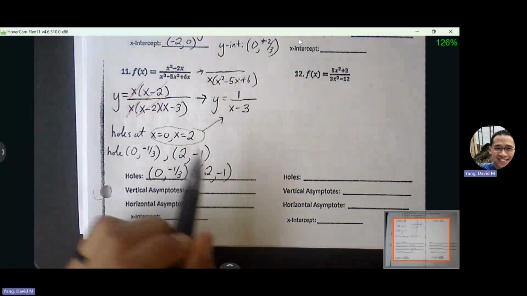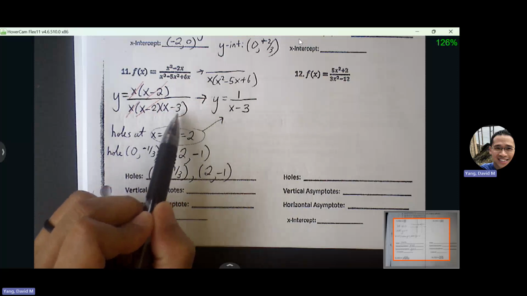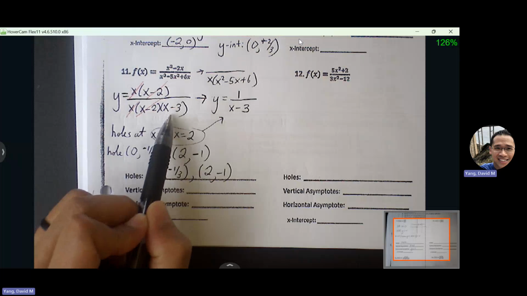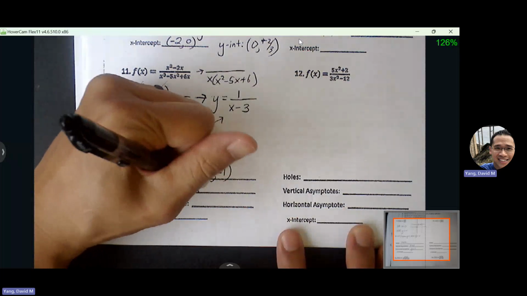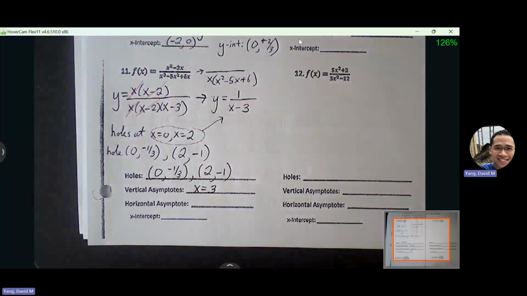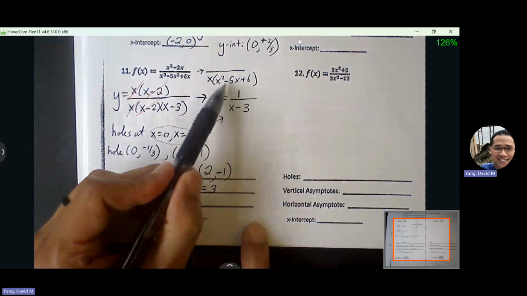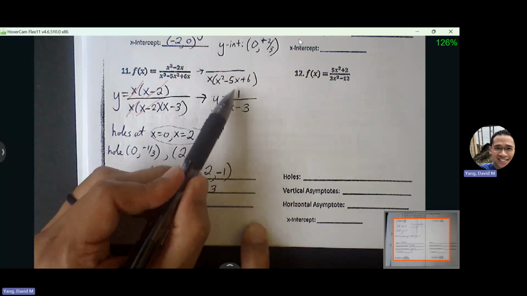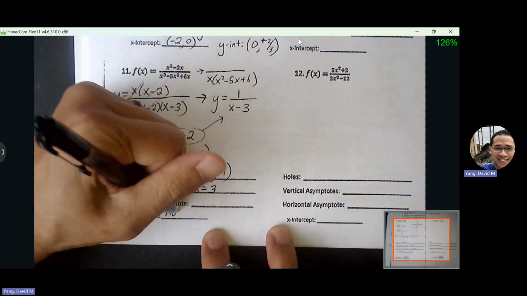Vertical asymptotes. We look at the leftover denominator that did not go away, and that tells us that there's a vertical asymptote there. So if I set x minus 3 equal to 0, I'll get x equals 3. So there is where my vertical asymptote is. There's no x-intercept because there's no leftover numerator that I can set equal to 0. If I set 1 equal to 0, there's no value to find there. So there's no x-intercept.